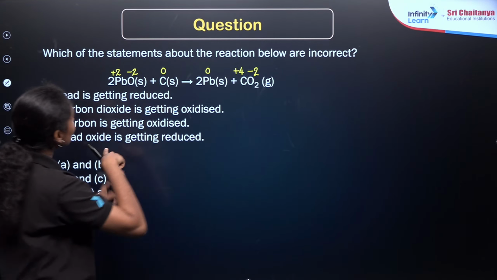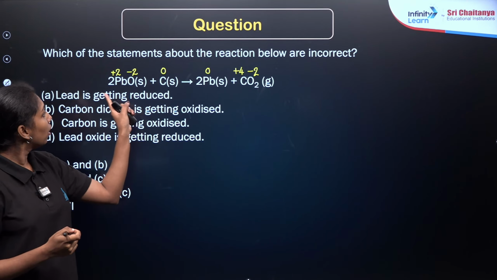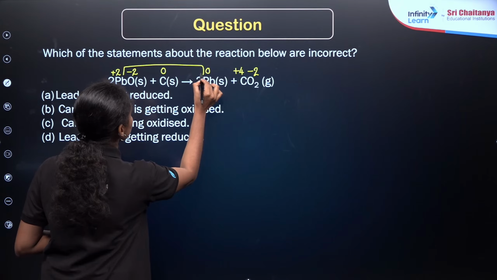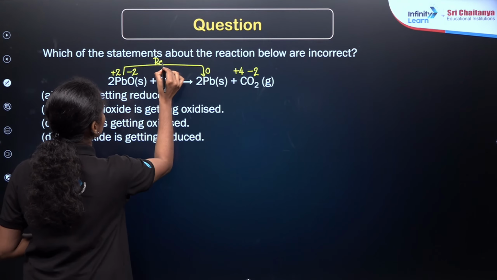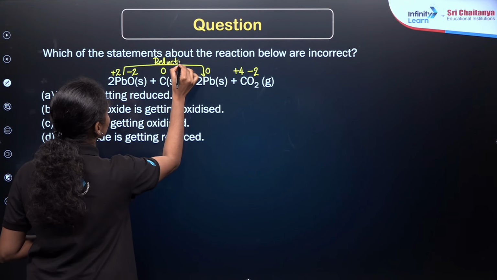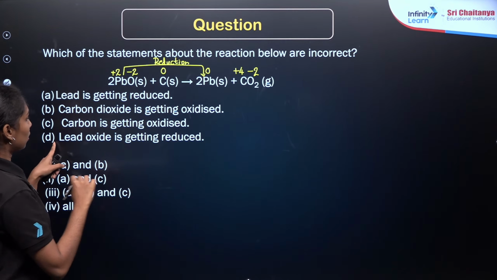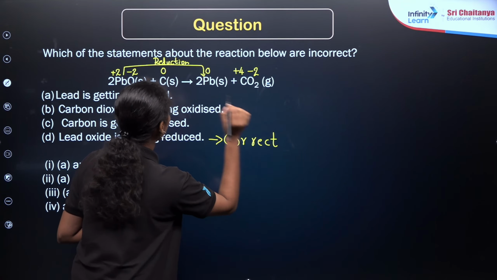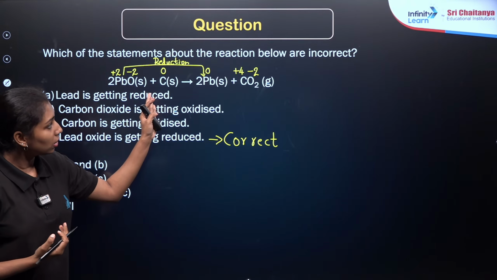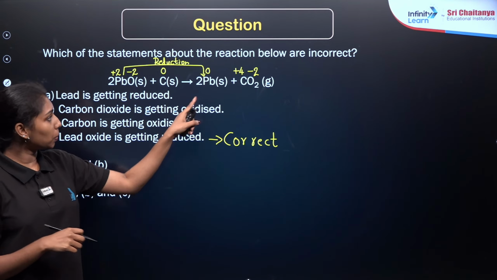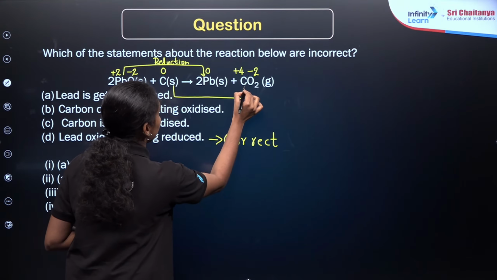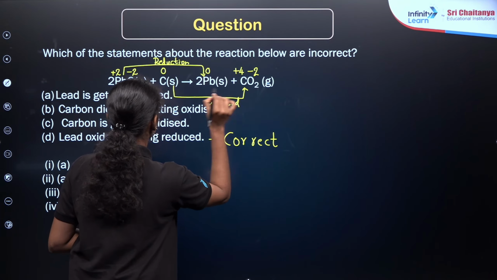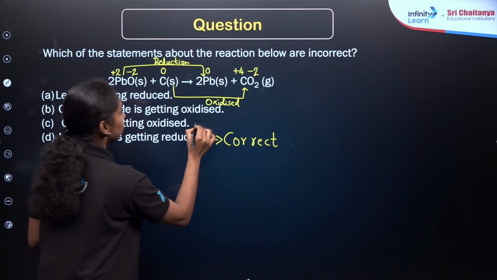So what you are observing here, lead changes its oxidation state from +2 to 0, right? +2 to 0 means lead oxide is reduced, which means this is the correct statement, right? Lead oxide is reduced. Then what about the case of carbon? Carbon is increasing its oxidation state from 0 to +4, meaning carbon is oxidized. So C is again a correct answer, right?